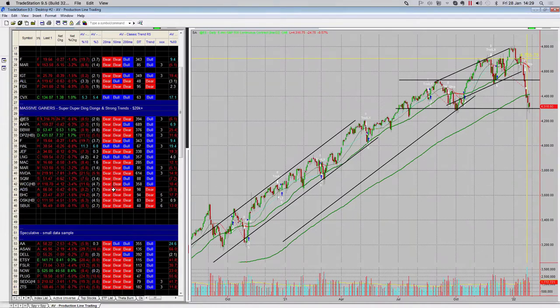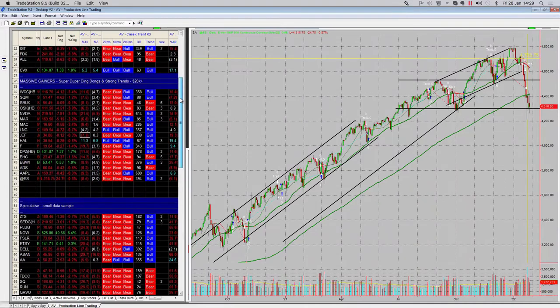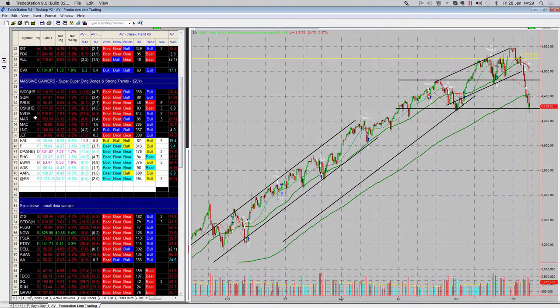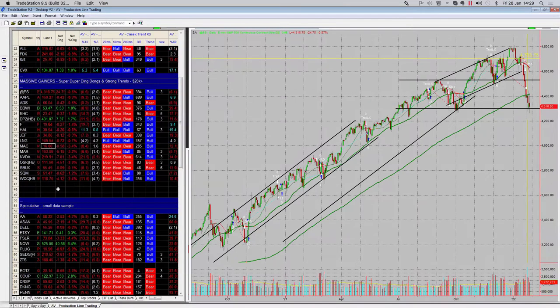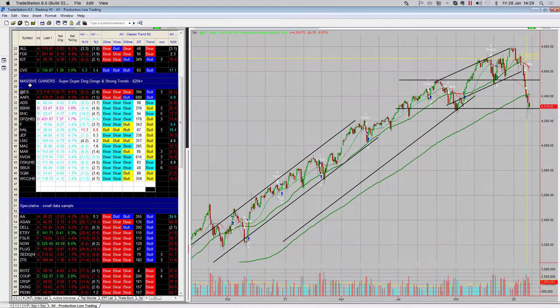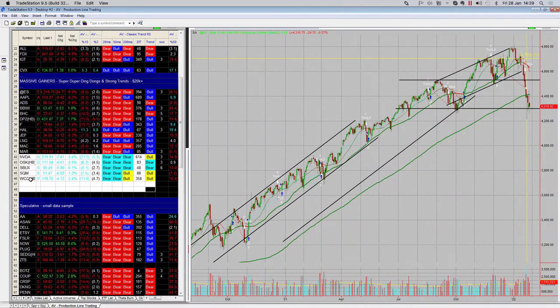So the next part of this is thinking about the group of stocks here on the left. I'm just going to focus my attention on what I consider to be my top 15. I'm going to start off with them sorted alphabetically, so they're in no particular order other than from A to Z. This group of stocks here is what I consider to be my massive gainers. We've just been through the performance.